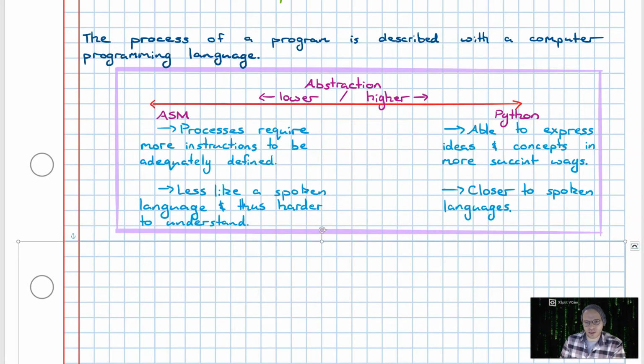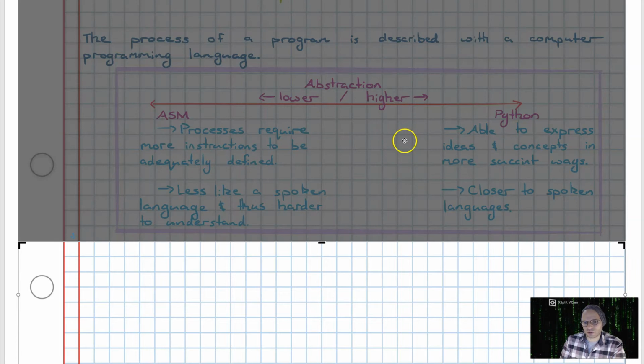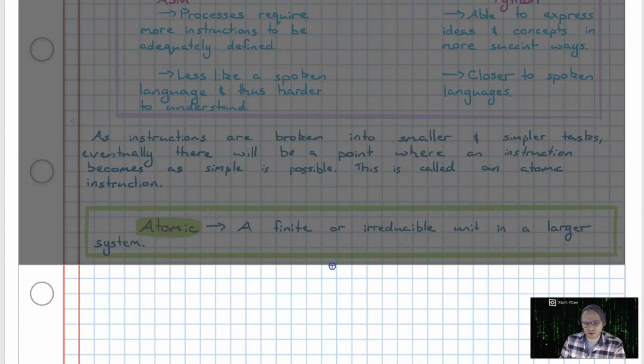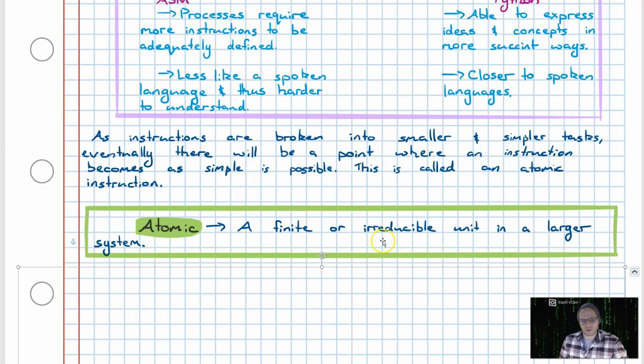Now, when we have an instruction and we break it down to its smaller parts so it can no longer be broken down any further, what we have is something called an atomic instruction. Atomic coming from the definition of the word, a finite or irreducible unit in a larger system. So we're dealing with instructions that can no longer be split into smaller instructions.